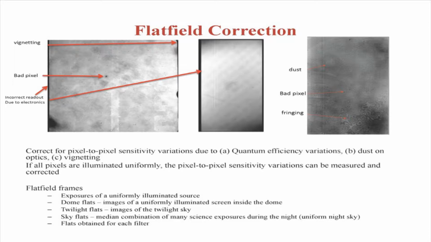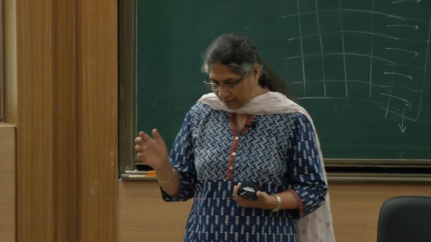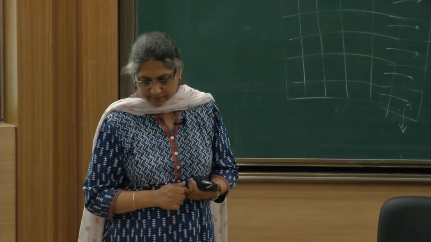So when your CCD is illuminated by such a source, in principle every pixel in your output should have the same counts, but you don't have that, right? So this is a pixel to pixel variation. How do you take care of this?